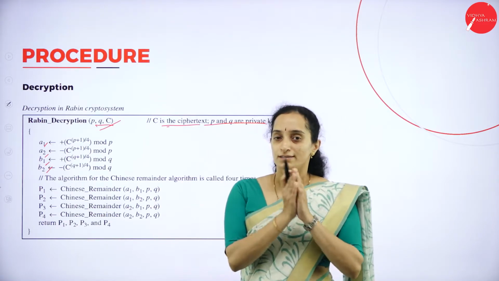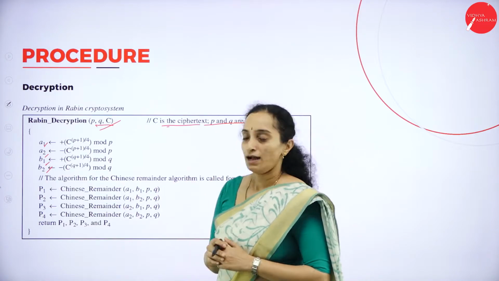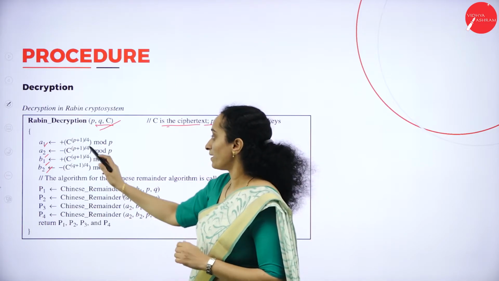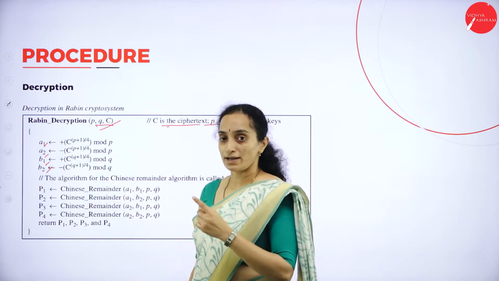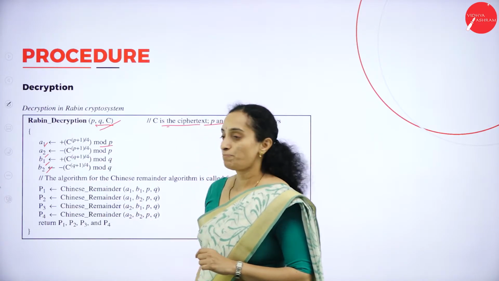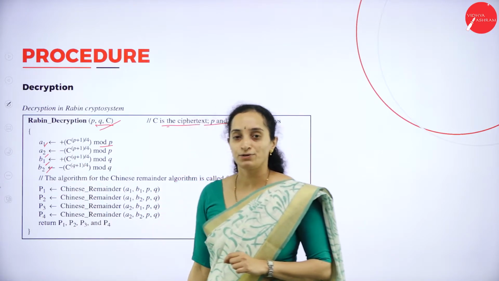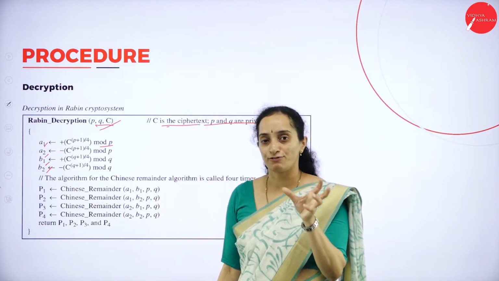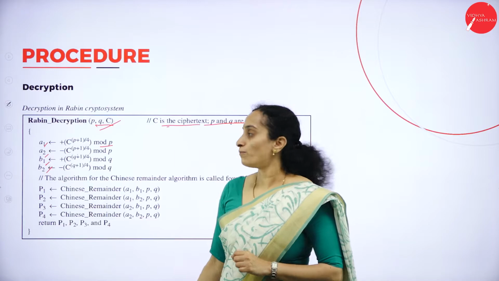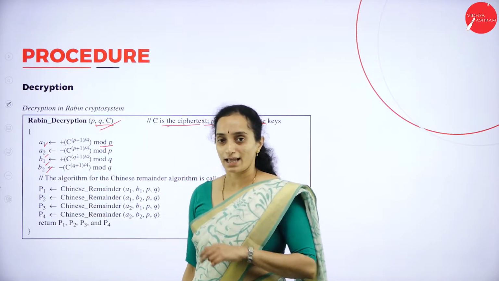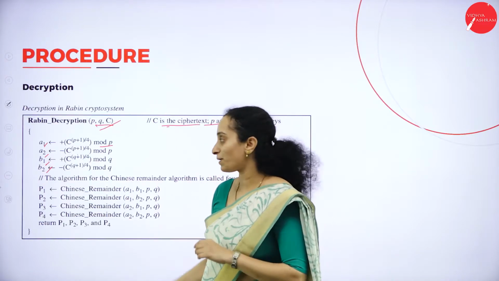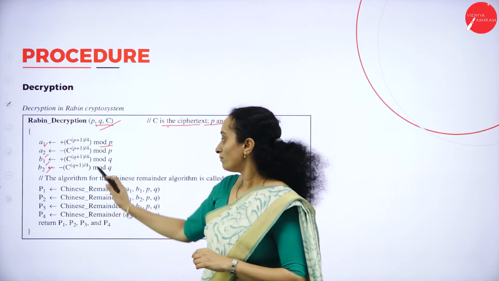For each block, the public key or the private key is applied. Since it is a decryption, the private key is applied. C to the power of (P plus 1) divided by 4 mod P. For A1 and A2, the first prime P will be applied. A2 will have the same, again mod P generates the second character. Then we have B1, C to the power of (Q plus 1) divided by 4 mod Q, where another prime is taken.